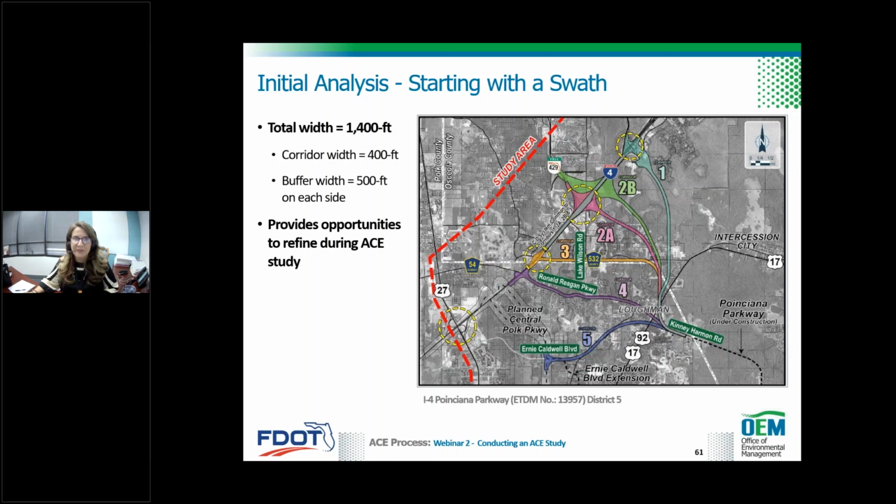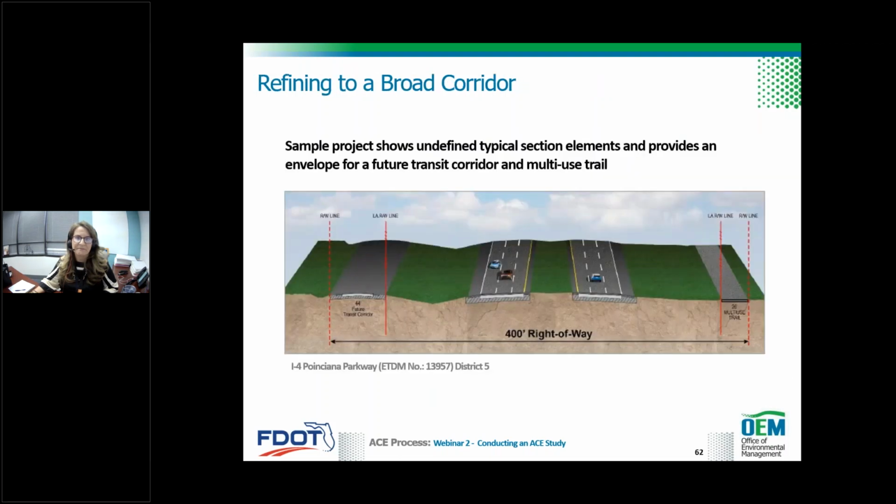Notice they also expanded the study area at the potential interchange locations. You can see that on the graphic. That provided them a lot of flexibility when it came to the interchange concepts. Here's their typical section. Here's a 400 feet. Notice the areas on either side where they also included some room for potential multimodal improvements.